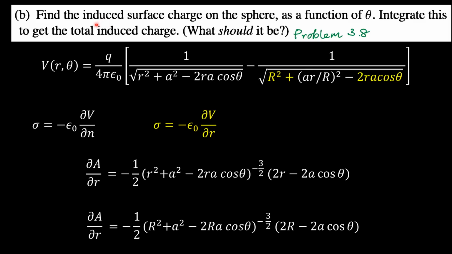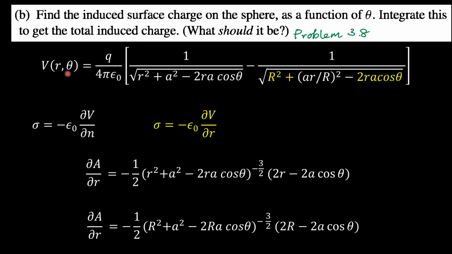Now we will solve section B of problem 3.8, Griffiths 4th edition, Introduction to Electrodynamics. The section asks: find the induced surface charge on the sphere as a function of theta. Integrate this to get the total induced charge.